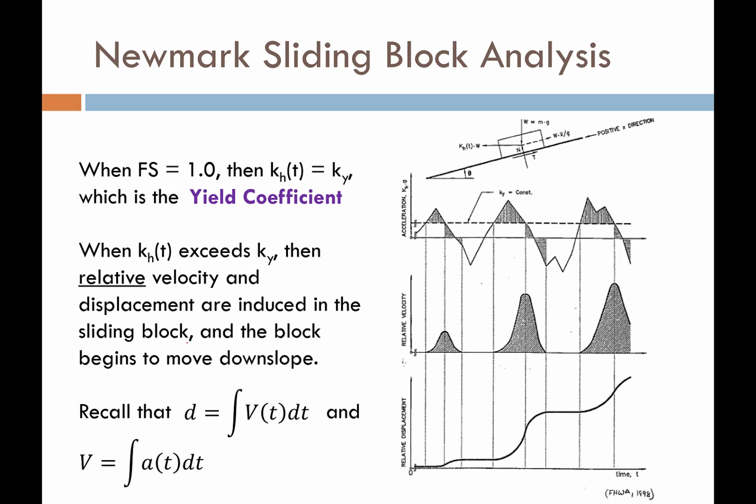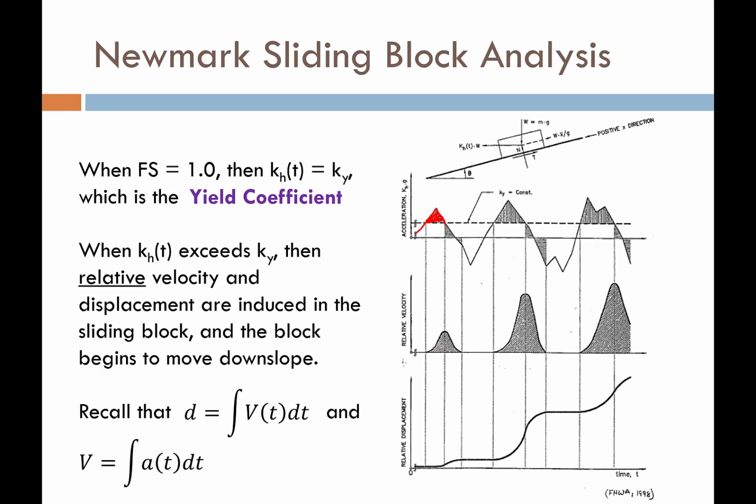So it's going to look something like this. Here's a plot shown here on the top. And then we have some acceleration record that's going like this. And then we have some assumed constant yield acceleration. Okay? What we're concerned about is any time our acceleration exceeds that yield acceleration. Anytime it exceeds it, that means that we're starting to move.